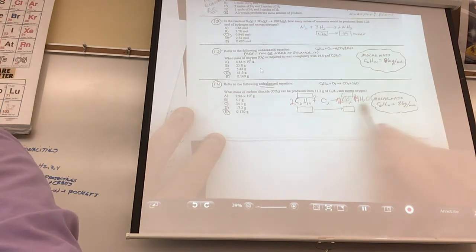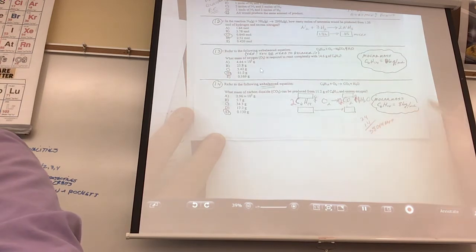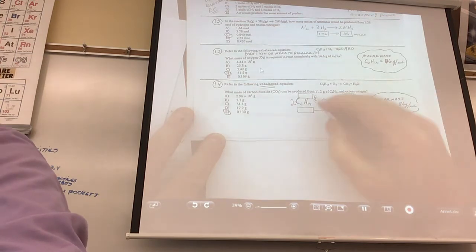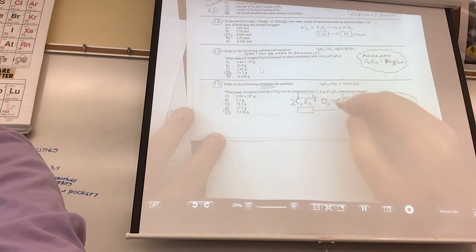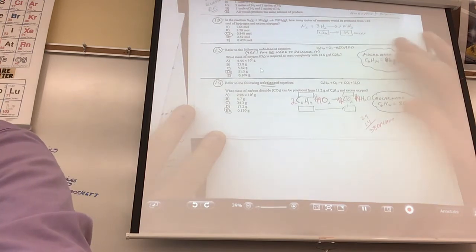Let's find out how many oxygens on the right. 12 times 2, 24. 14 times 1, 38 oxygens. Okay, now how do I get 38 oxygens here? All right, Aurora, what do you think? How do I get 38 oxygens there? Real loud, I can't hear you. 19, excellent. Well, now we can do our problem. We got a balanced equation.